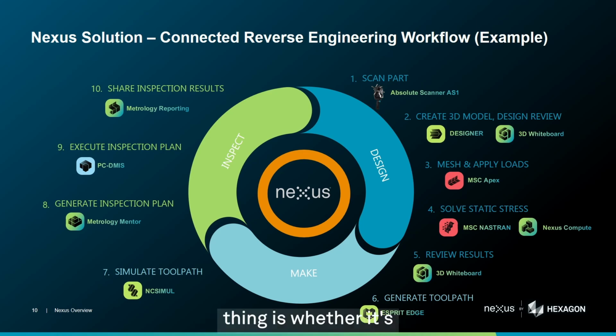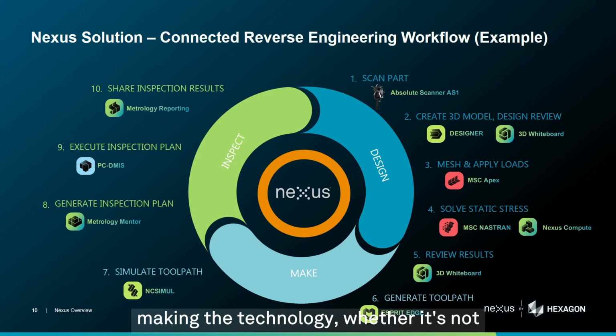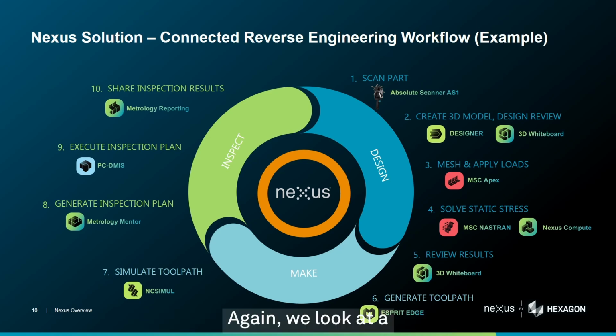But the more important thing is whether it's Hexagon technology or non-Hexagon technology. Again, if we look at a typical customer landscape on the IT side, we will see that some products, it doesn't really matter. Nexus is an open platform. We're connected into any technology that is part of it. Any technology that can share data and can accept data can be connected to Nexus. As I mentioned, this is one example of what we're doing, to enable this connectivity and allow different team members to collaborate and go through this process.